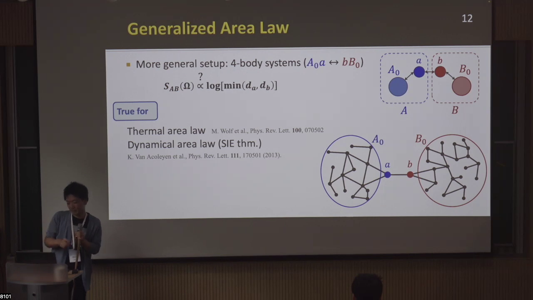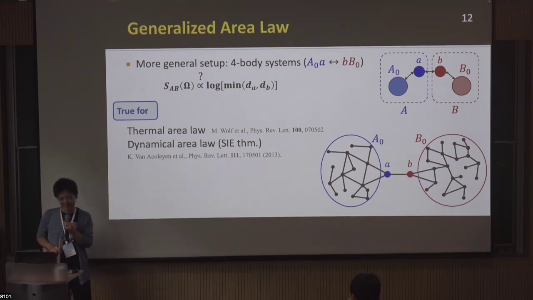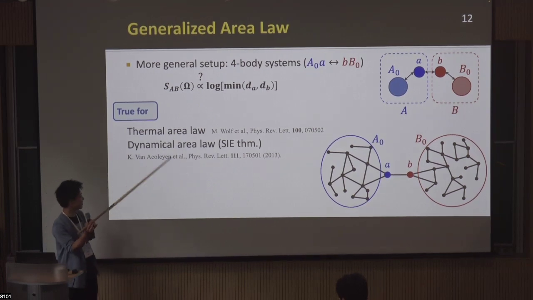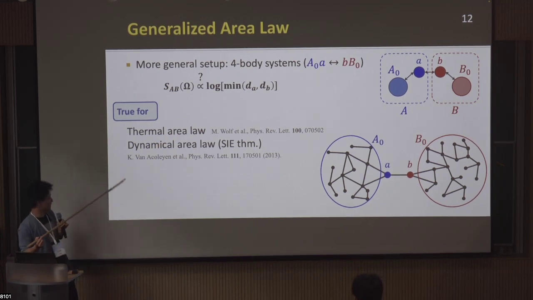So we consider the four-body Hamiltonians where the ground state is gapped. In that case, we want to ask whether the entanglement entropy is proportional to the boundary area, in this form. And very interestingly, we can prove this conjecture for the thermal equilibrium state. So the thermal area law holds in this setup.